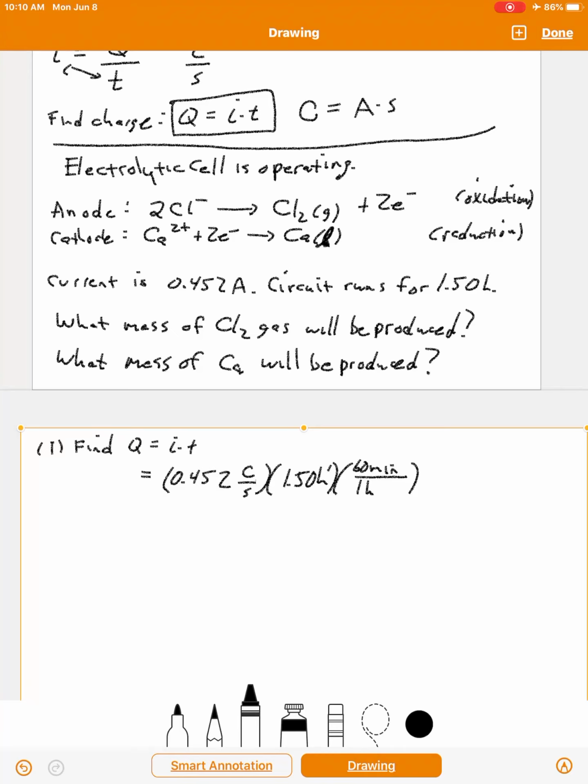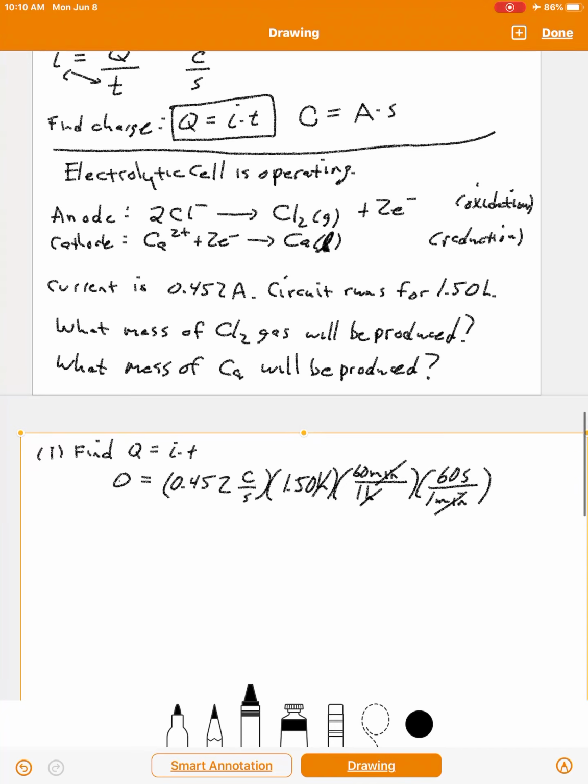Right? So that'll get rid of the hour. And then we'll put in 60 seconds is 1 minute. And then the minutes will get canceled, right? So there we go. So we're going to take the current and multiply that by 1.5 hours, and then multiply it by the conversion. You could also say, look, it's 3,600 seconds per hour. You could use that as well.